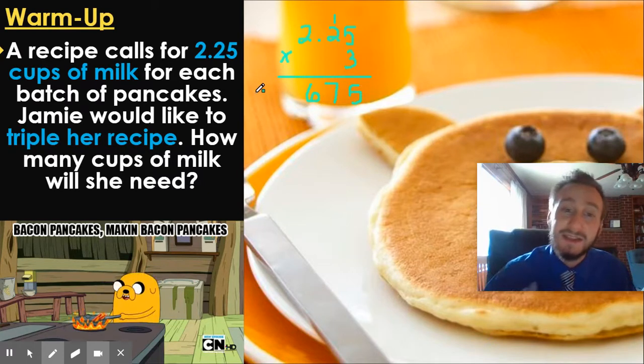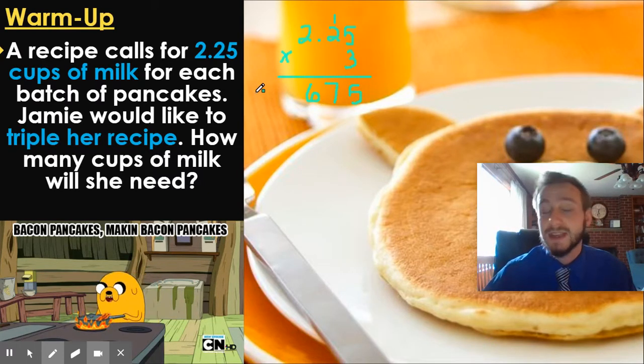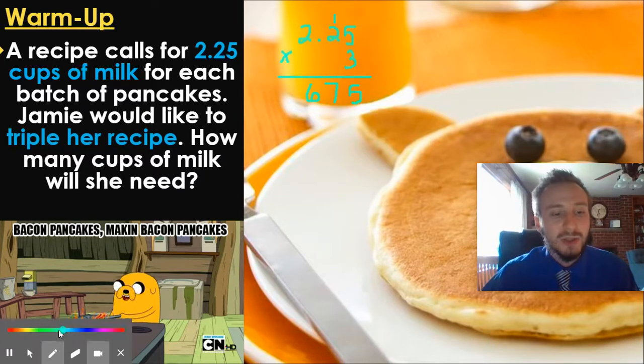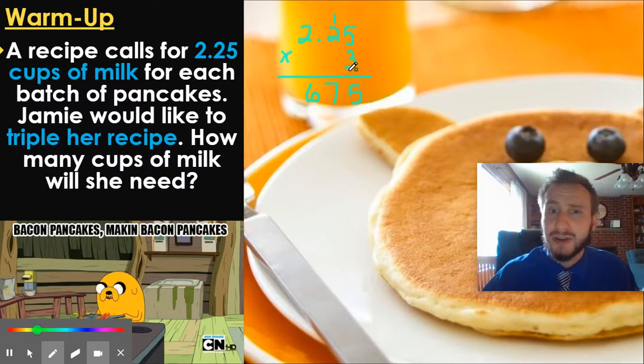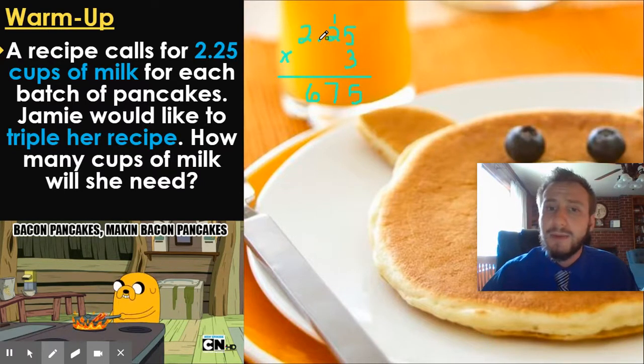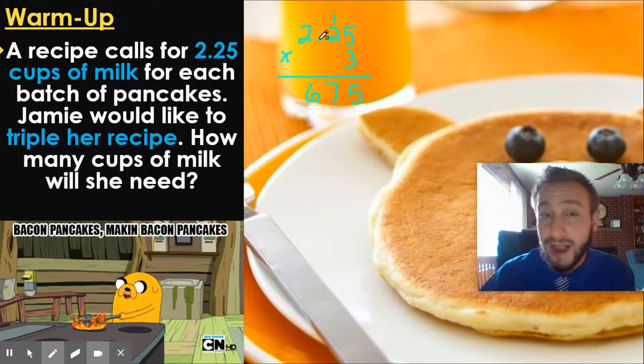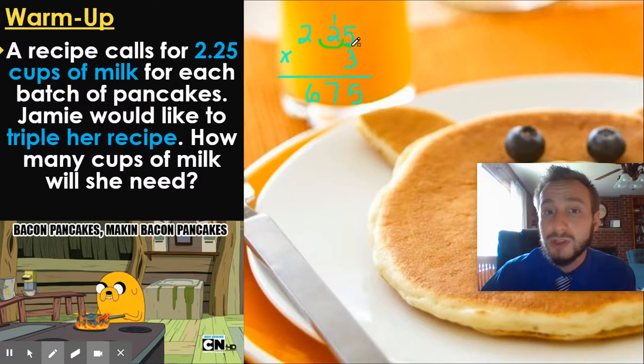Remember, the last thing you need to do after you've multiplied with decimals is figure out where that last decimal goes. And the way we do that is we look at our factors. And our factors are the numbers that we multiplied. The way we figure out where we place our decimal in our final answer is you want to count the number of place values after each decimal in each factor. So in this factor, 2.25, here's our decimal. Let's count how many place values are after it. 1, 2. So we have 2 for the first factor.